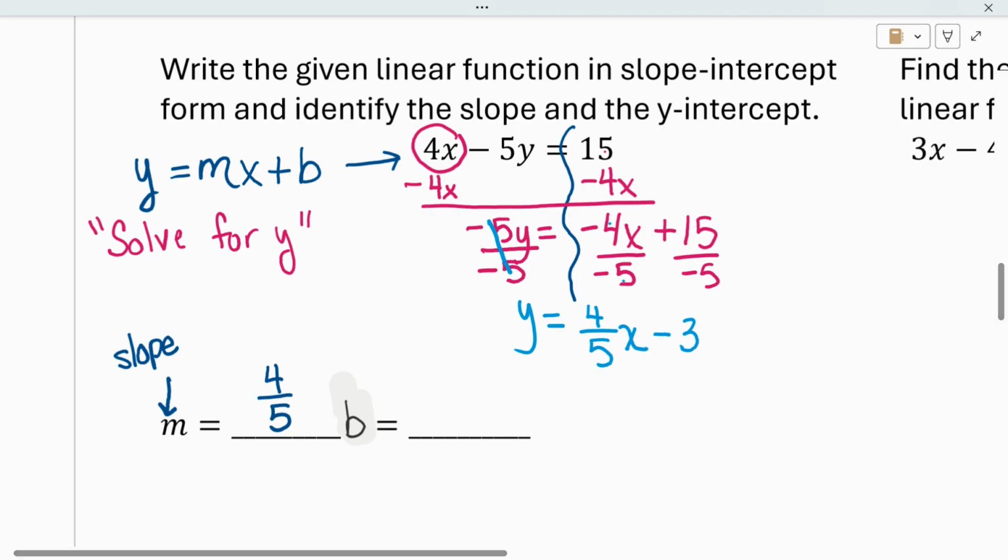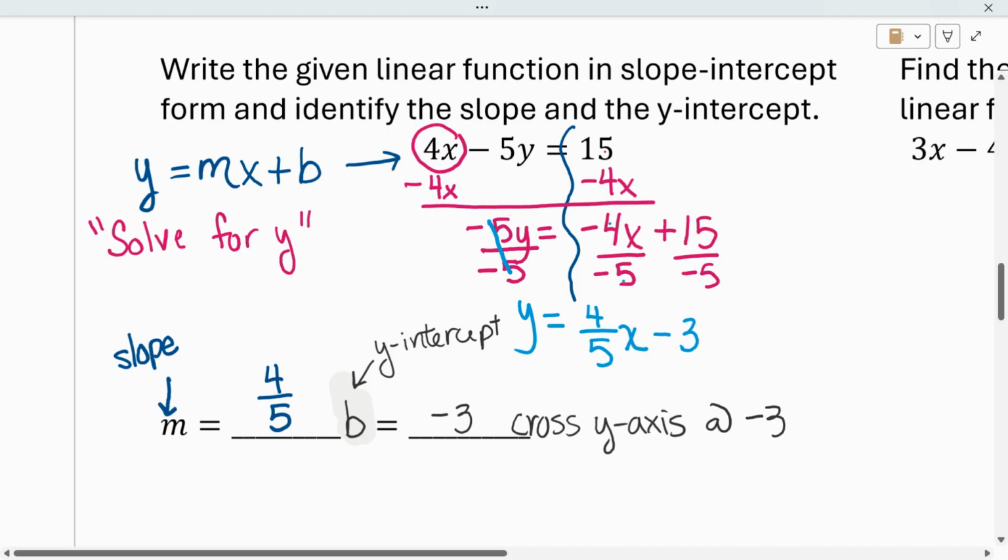So what is the y-intercept? Because remember that b is my y-intercept. What is it? It's negative 3. So I cross the y-axis at negative 3. That's important. It's important to know what that means, okay? How do we feel about that?